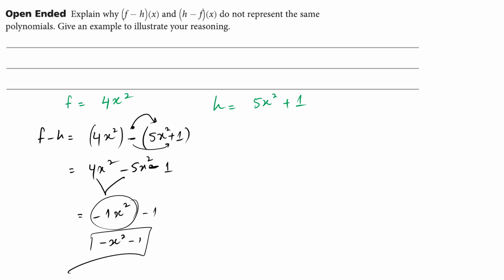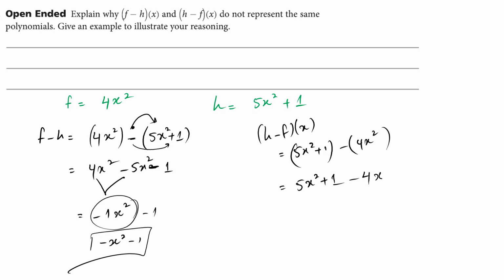Now let's try to do h minus f. The same thing but reverse it. So h is 5x square plus 1 and minus f is 4x square. Open the bracket with the negative sign. The first bracket stays as it is and the second bracket will be negative 4x square. Like terms are added or subtracted. So 5 minus 4 is 1x square, or write only x square. Then this plus 1 write as it is.